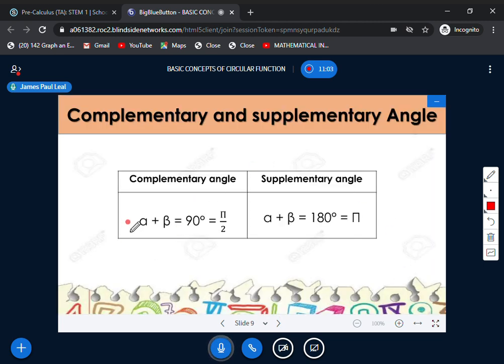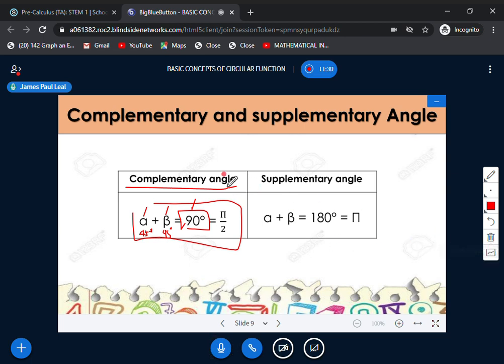So this will be the representation. Say for example, you have here angle A and angle B, the alpha and the beta. Say for example, this will be 45 degrees for your angle A, and this will be 45 degrees. So if you're going to add 45 degrees plus 45 degrees, then you will be having 90 degrees. Exactly 90 degrees, therefore they are complementary angles.